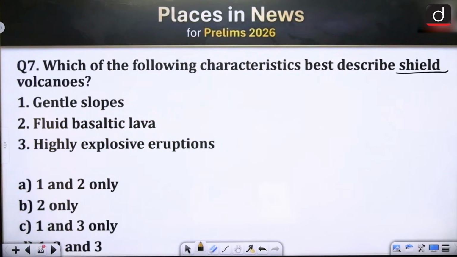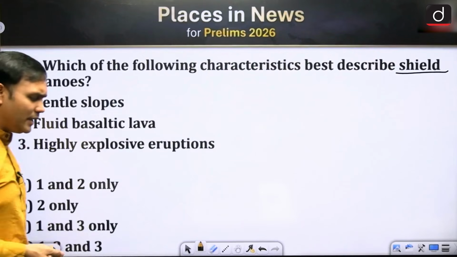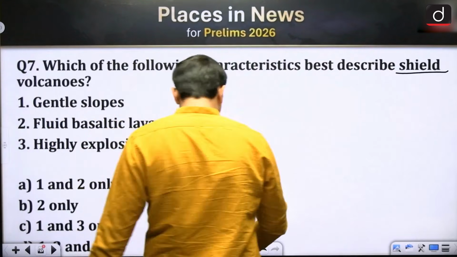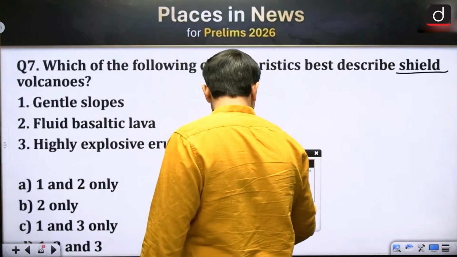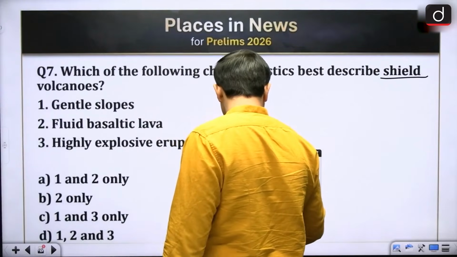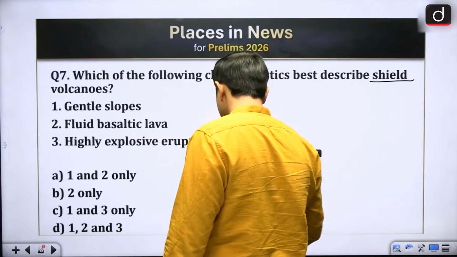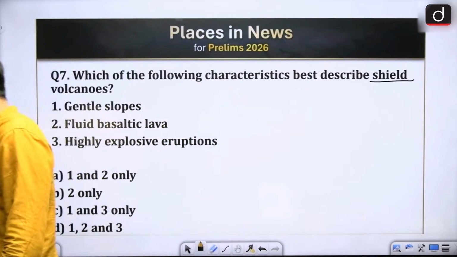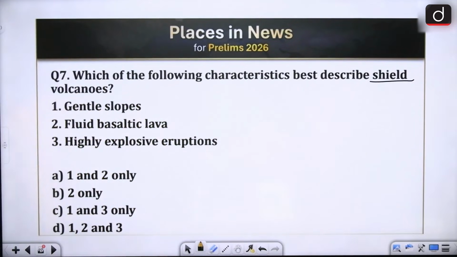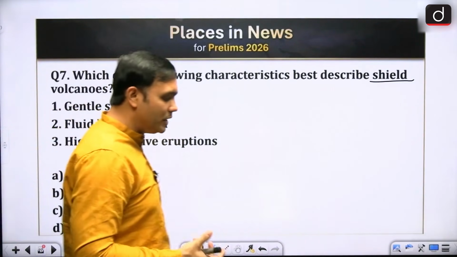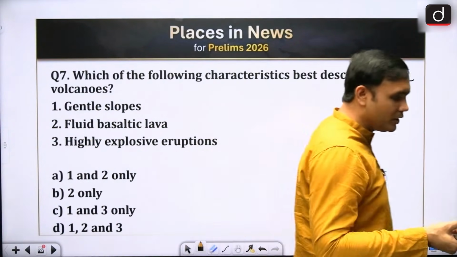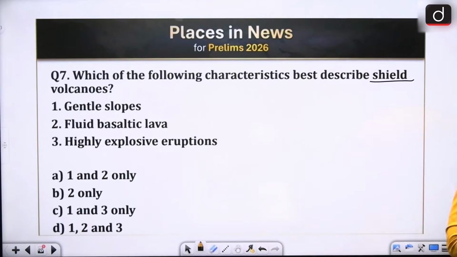So is it having gentler slopes? Is it having fluid basaltic lava? And is it having highly explosive eruptions? So let's see how many of you are able to answer them correctly. I will just pause it here and try and answer this. These are of course related to current affairs, but these are possibilities through which you can expect questions in the mains in the May 2026 prelims.